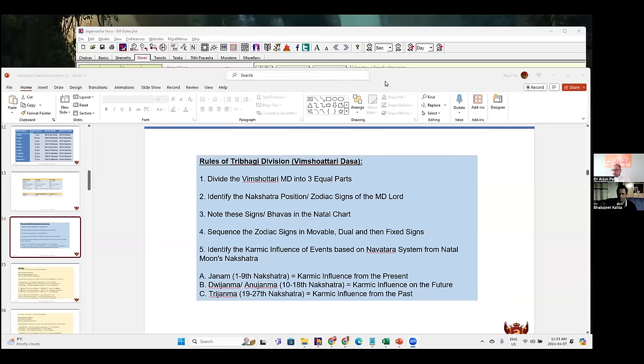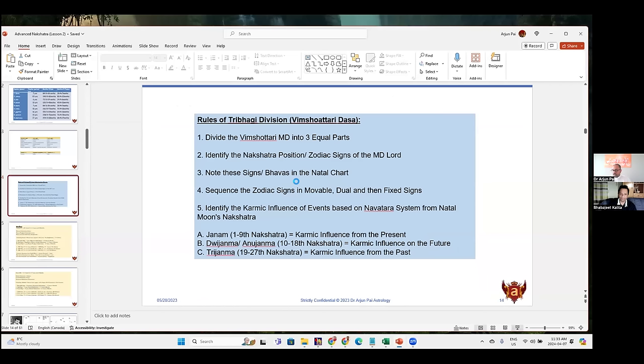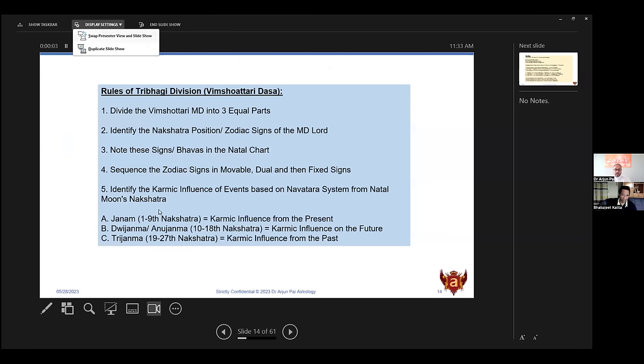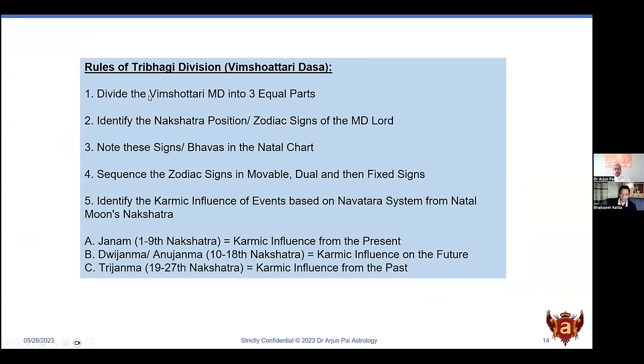First of all, I will reiterate the rules of the TRIBHAGI. Before we go to the example charts, because this is the second part, it might be good for people to quickly have the rules of the TRIBHAGI division. As I said, this is termed as TRIBHAGI. It is also a Bhrigu, Dasha, Nadi-based principle of dividing the Vimshottari Dasha system of 120 years into three parts.